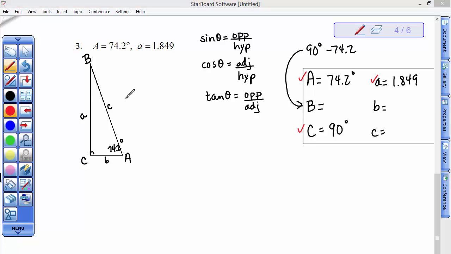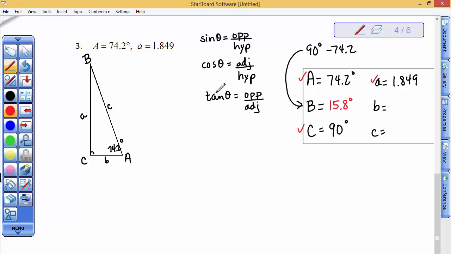So to find angle B, I'm going to take 90 degrees and subtract the 74.2, and I'm going to get 15.8 degrees. I just noticed that I'm doing problem number 3 instead of problem number 2. It doesn't matter. I'll back up and do that one in a minute. They're both very similar. So I've got angle B.